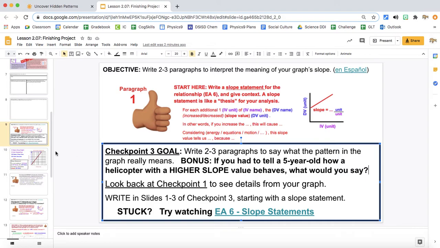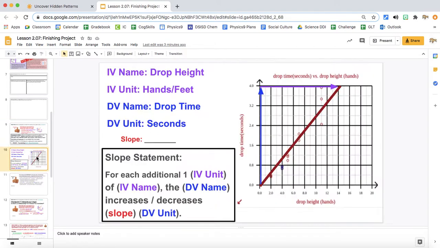So in order to think about that, let's look at an example of a graph. Your graph probably doesn't have exactly the same slope as this, but it does have the same independent variable, drop height, and the same dependent variable, drop time. So I've included these here, IV name, IV unit, DV name, DV unit, to help us think about how to write the slope statement. Because the first thing to do in checkpoint 3 is to write the slope statement.